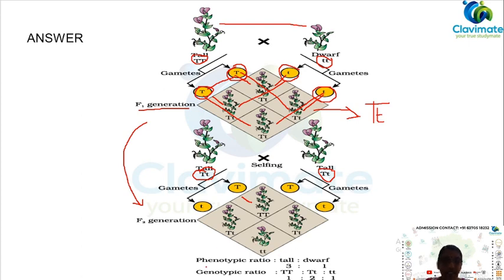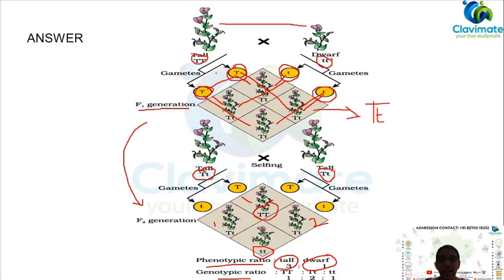So this is the phenotype. Phenotype is something you are able to see. So this phenotypic ratio is 3:1. So tall is 3 and dwarf is 1. And the genotypic ratio is what is in the genes. So in genes, we have one T T, and then two T, small t, and then one small t small t. So the ratio is 1:2:1.